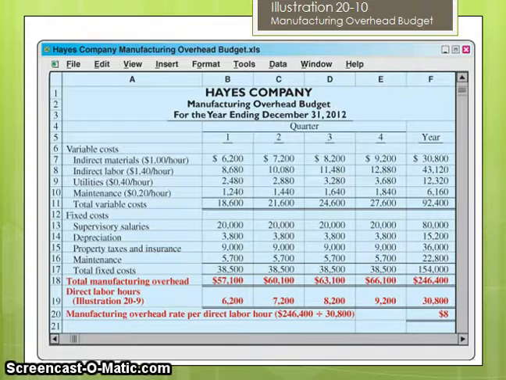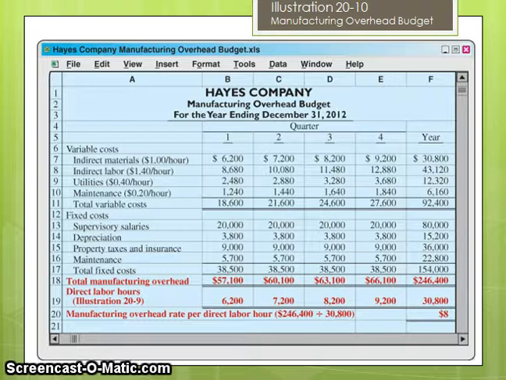The fixed costs are fixed. They don't vary with production, so I don't really need to look at production levels for this. They're going to be the same thing each quarter. So we're just going to put those in, add them up. So for first quarter, my total is $57,100 for manufacturing overhead. We do the same thing for each quarter, add those up. So for the year, I'm expecting to have $246,400 in manufacturing overhead.